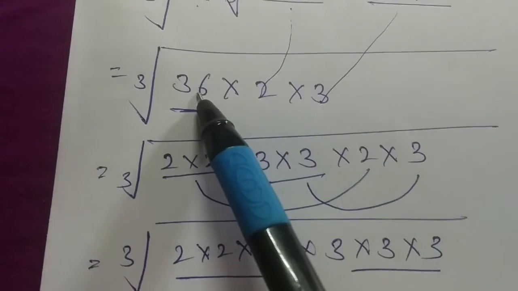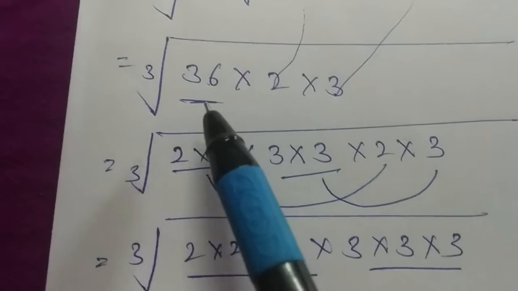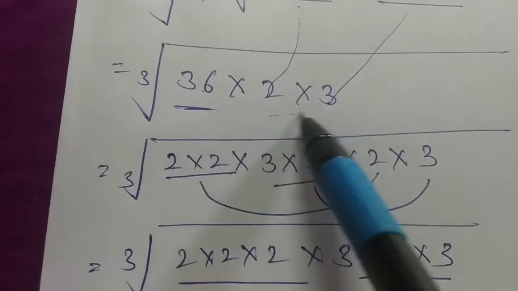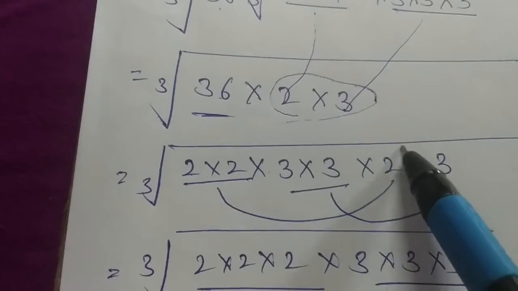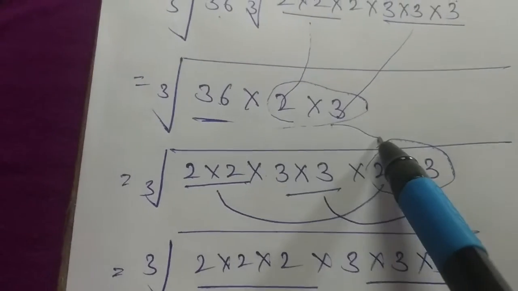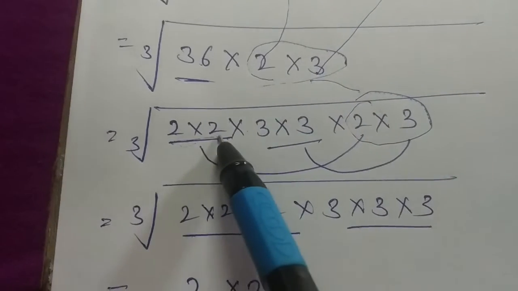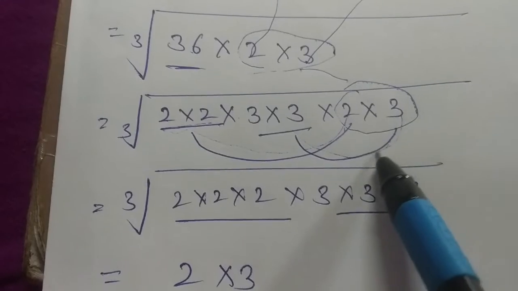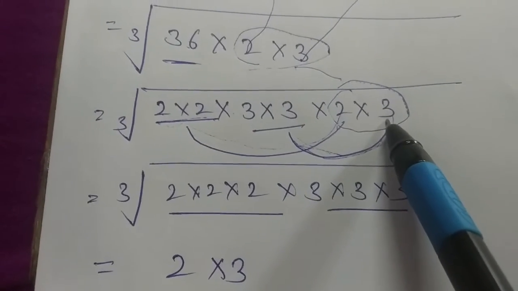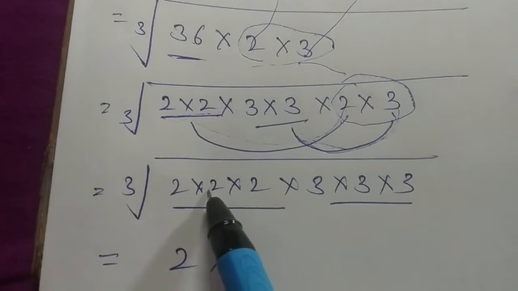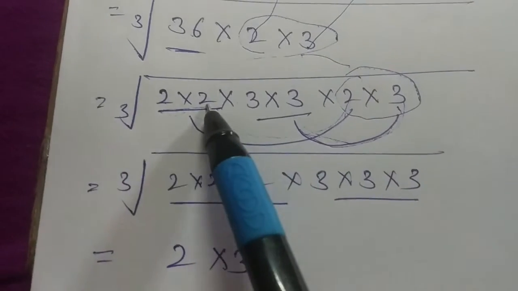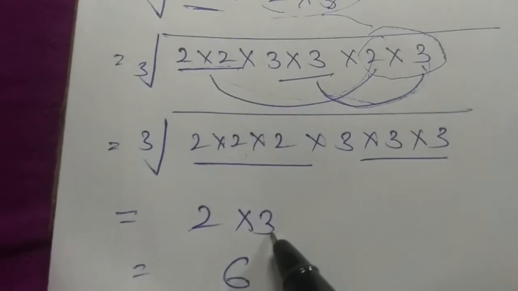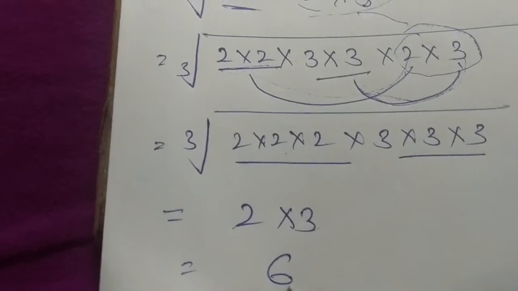Then the prime factors of 36. What are the prime factors of 36? When you find, you will find 2 into 2 and 3 into 3. And these 2 and 3 I have written here. Now make the triplet with the help of these numbers, and I have made these two groups. See here, 1 2 3, 1 2 3. Then 1 two from this group and 1 three from this group. Multiply it, you will get 6.